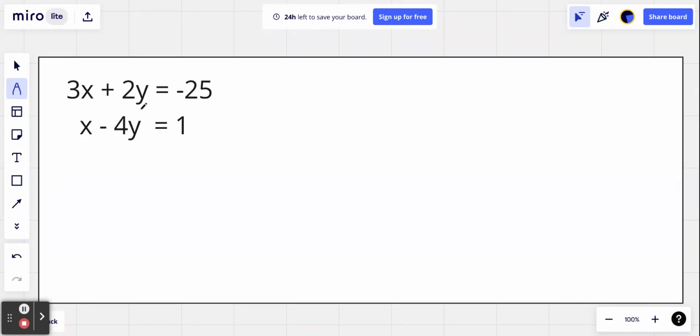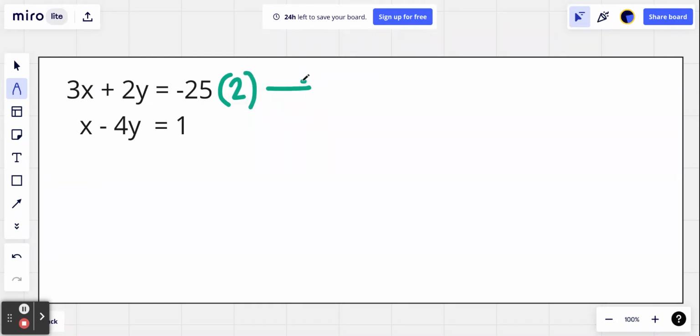Except what I see here is that there's a positive 2y and a negative 4y, meaning if I multiply the entire first equation by 2, then this would be a positive 4y and a negative 4y. So I'm going to choose that one, simply because then I don't have to deal with negatives. So I'm going to multiply the entire first equation by 2.